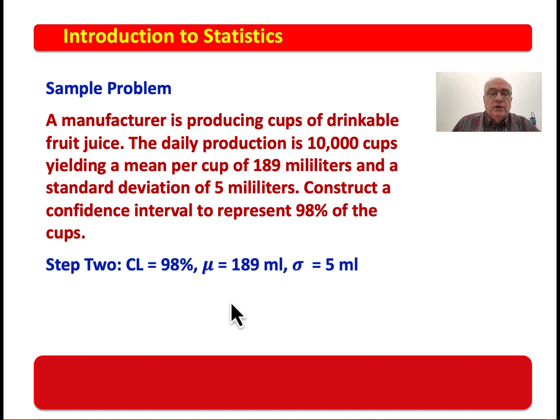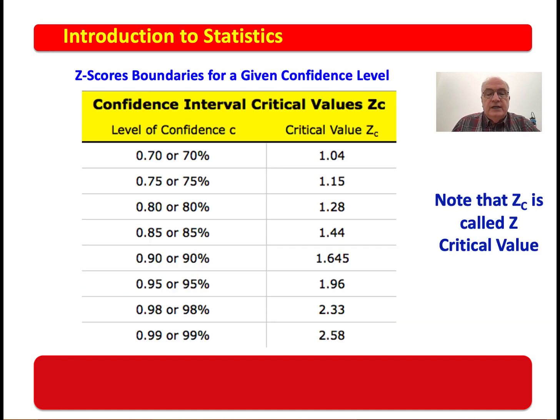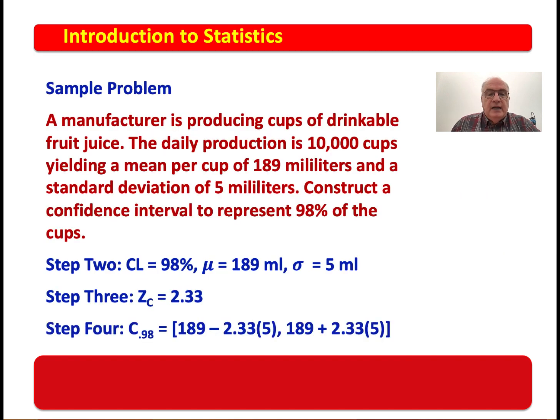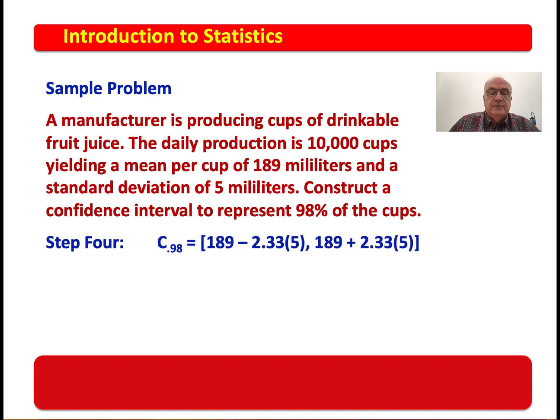Step 2, we read the formula. The confidence level is 98%. The mean is 189 milliliters. And the standard deviation is 5 milliliters. We're in good shape. For Z confidence, we would look at the table. 98% is 2.33. And then we would plug it in. The lower bound is 189 minus 2.33 times 5. And the upper bound is 189 plus 2.33 times 5.